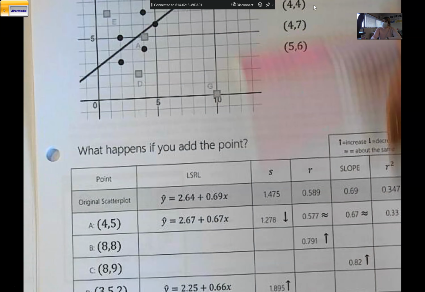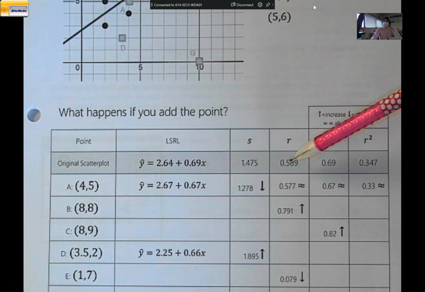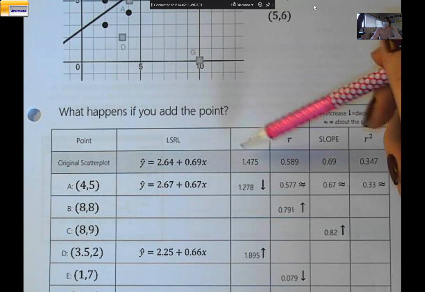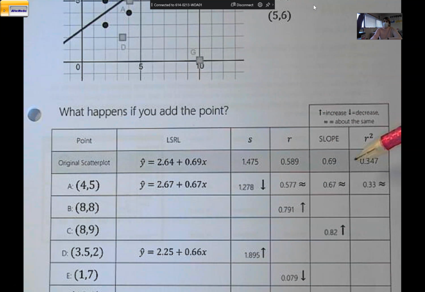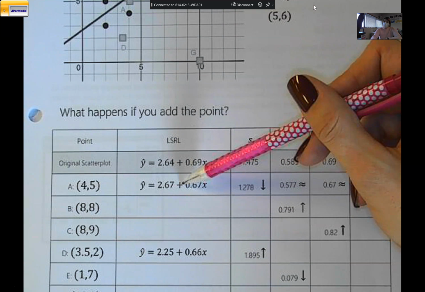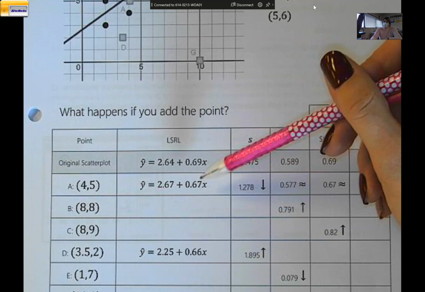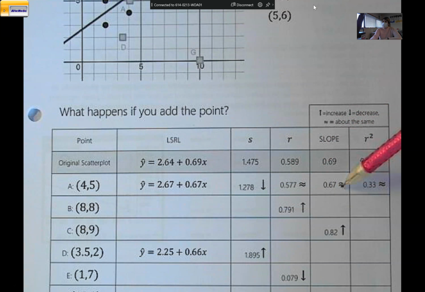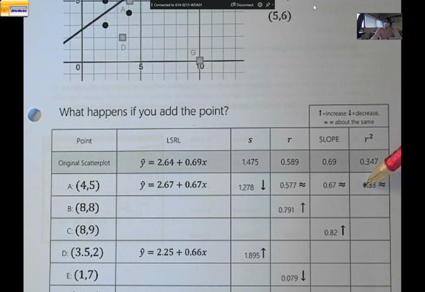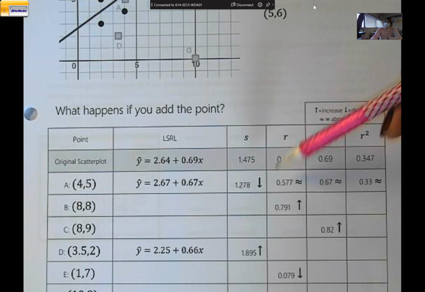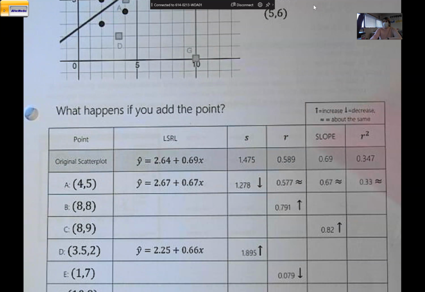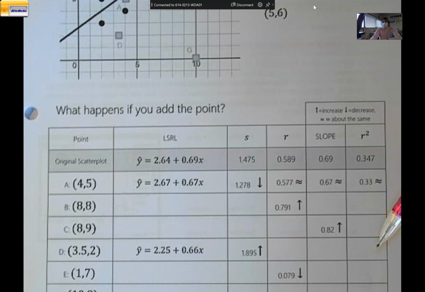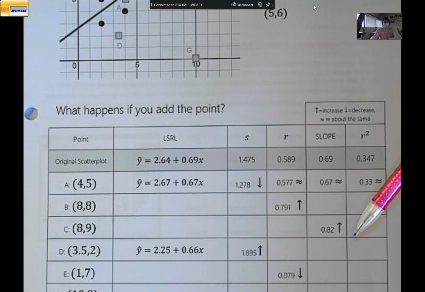The gray line, or the gray row, is our original data. So it is the information that we just found out and filled in up top. This is what happens if you add point A. Your equation changes to this, and notice I've gone through and indicated what has happened and what the values changed to. So everything but S, like we talked about, stayed the same or about the same. You guys okay with that? Are you sure? Okay.